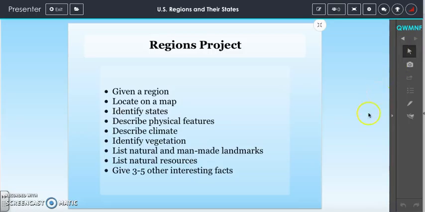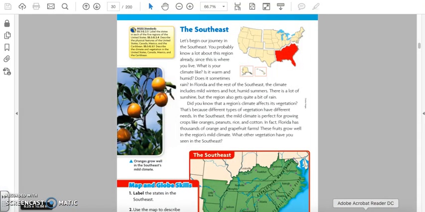Now, along with the internet, you may also use your textbook. Starting on page 22 of your textbook, it does highlight each region that we've talked about. In the textbook, it does talk about the climate, the physical features, the resources, the landmarks, the vegetation of each region. It talks about them briefly. I expect you to do some research to add to what the textbook says.